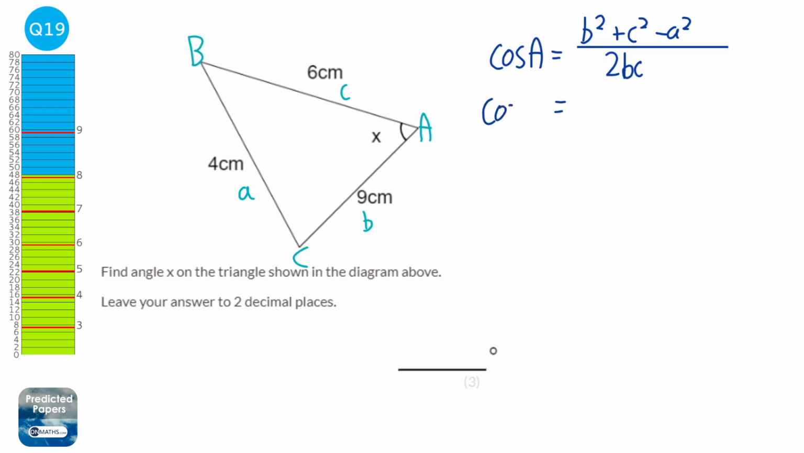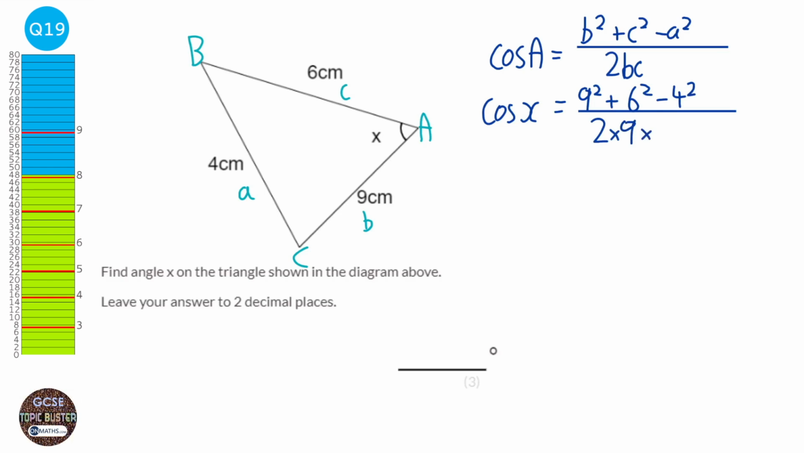So we're going to write it again, but this time with all of the numbers and letters in that are in the question. So instead of b squared, we've got 9 squared plus, and then the c squared is 6 squared minus the 4 squared over 2 times b, which is 9, times c, which is 6. And when you do that on the calculator, you get 0.935 blah blah blah, but that's what cos x equals.